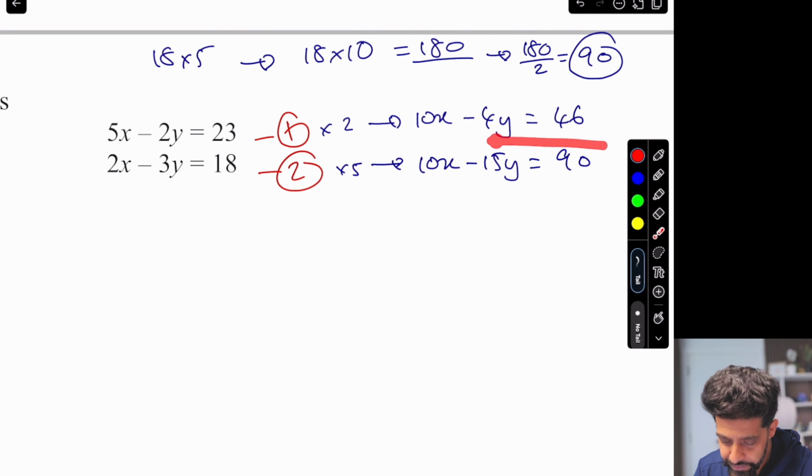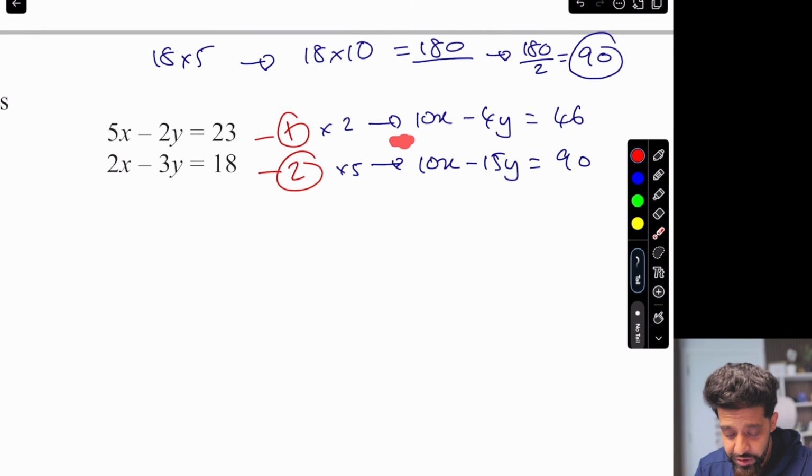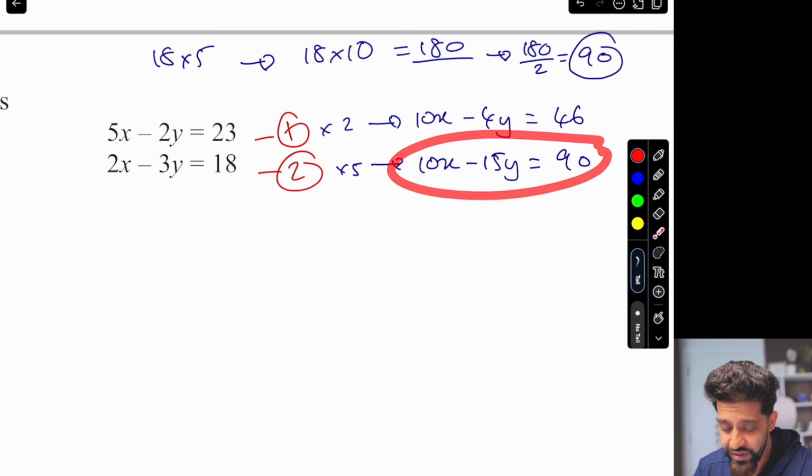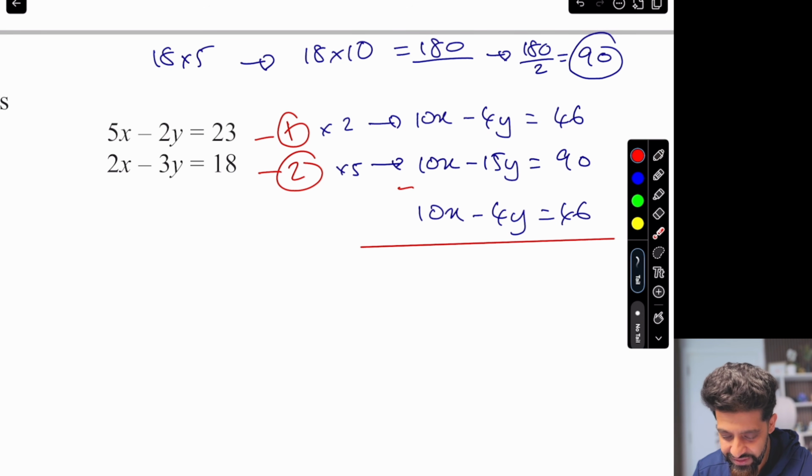Now notice here, this is the bigger value equation. How do you get rid of them? You're going to take them away, because that's the way you get rid of a positive 10x and a positive 10x. What you could do is take this one and then write this one underneath it. So you could write down 10x minus 4y equals 46 and take them away like that. That way you avoid negatives as much as possible.